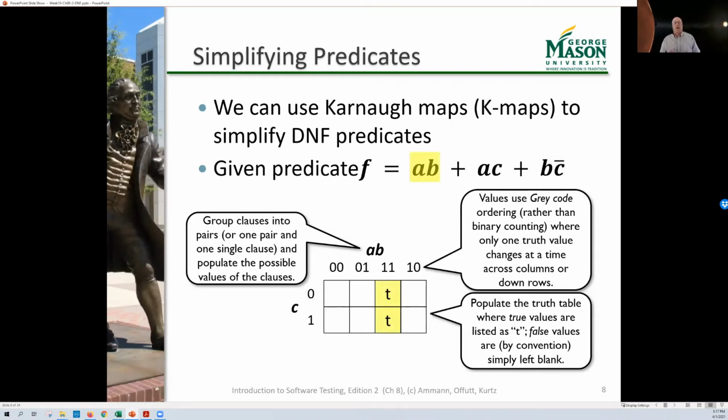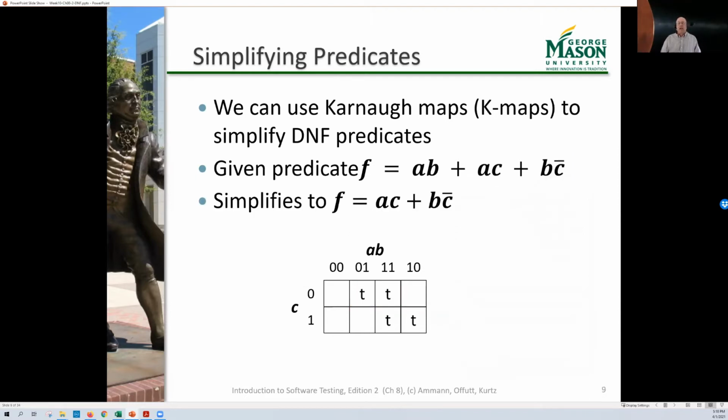So if we look at what each of these terms contributes to the Carnot map, we see, okay, we've got the term AB. So we want to find the cells in the K-map where A is true and B is true, and that's this third column right here, the highlighted column. That's where A is true and B is true. And so we're going to mark those true in the K-map. Then we're going to look at term AC. And so we want to find cells in the Carnot map where A is true and C is true. That's these blue cells. Then we're going to look at term B not C, and we're going to find cells in the table where B is true and C is false. And that gives us our entire Carnot map.